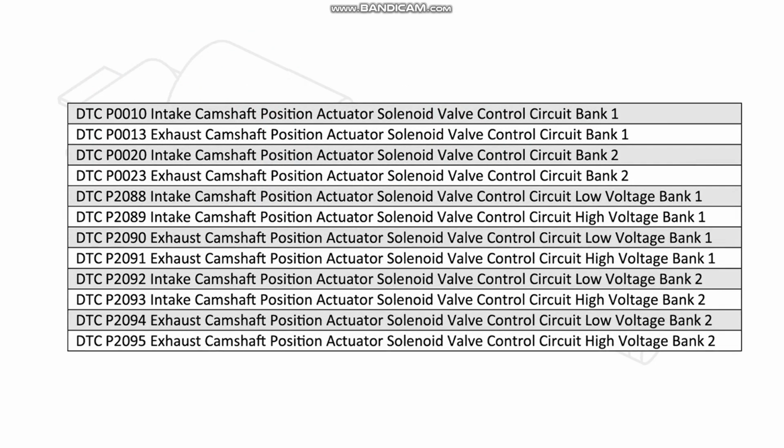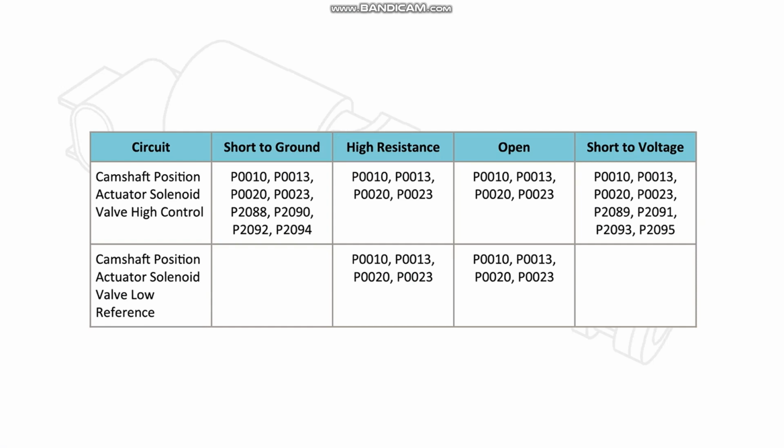Here is a list of DTCs that can be set for faults associated with the camshaft position solenoid actuator. If the system you're working on uses PWM voltage control, check out the diagnostic video Camshaft Actuator Positive Control. It can be seen that these DTCs cover shorts to ground, high resistance, open circuits and shorts to voltage.